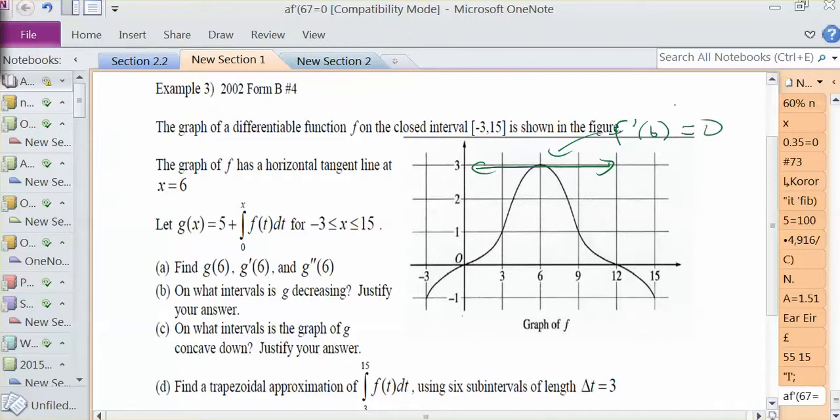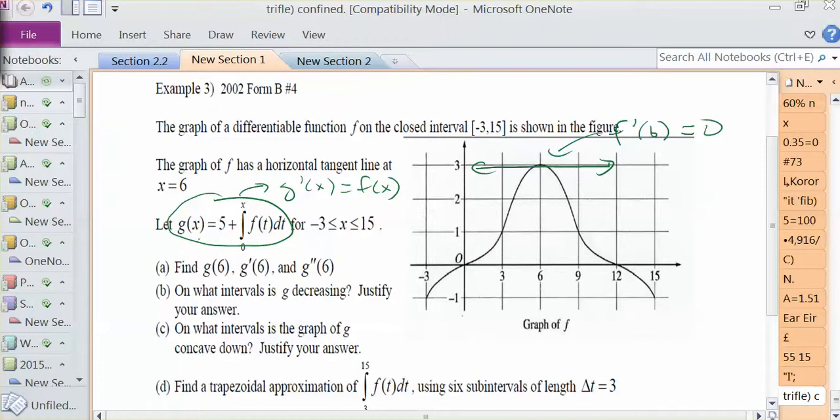And then g of x is defined in this manner. It's 5 plus the definite integral from 0 to x of f of t times dt, using the same closed interval from -3 to 15. Now, if this is true, we could say that g prime of x will just equal f of x, because the derivative of 5, which is a constant, is 0, and the derivative of a definite integral, according to FTC part 1, is that we just wind up getting f of x.